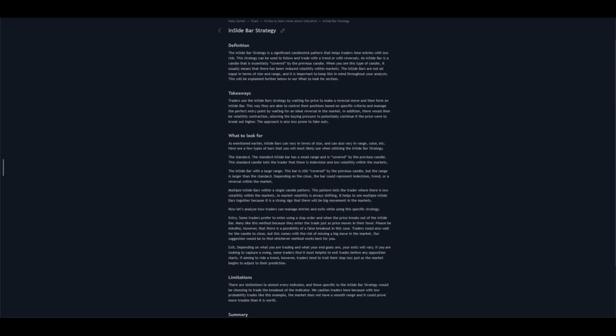Exit. Depending on what you are trading and what your end goals are, your exits will vary. If you are looking to capture a swing, some traders find it most helpful to exit trades before any opposition starts.